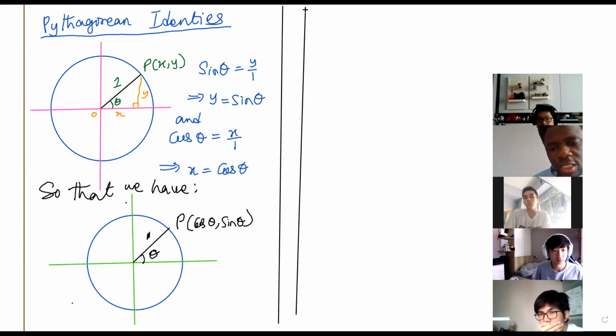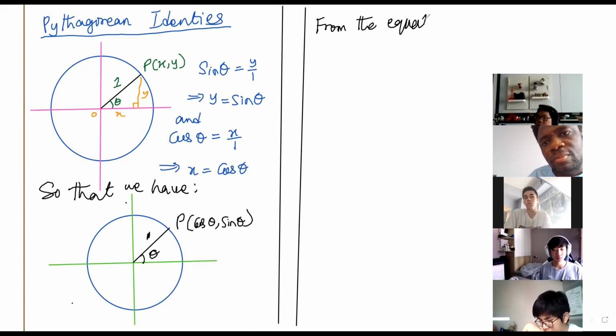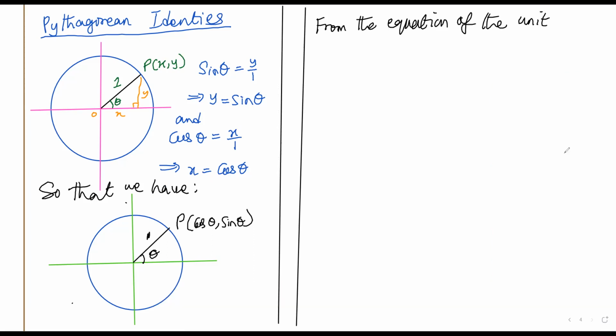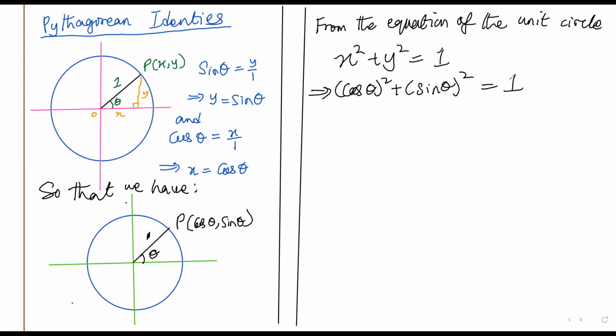Now, from what we have done in the previous slide, this unit circle has an equation. Remember the equation is x squared plus y squared is equal to 1, yes? If you substitute the expression for x and y, then you will get cos theta squared and sine theta squared is equal to 1. Am I making sense?